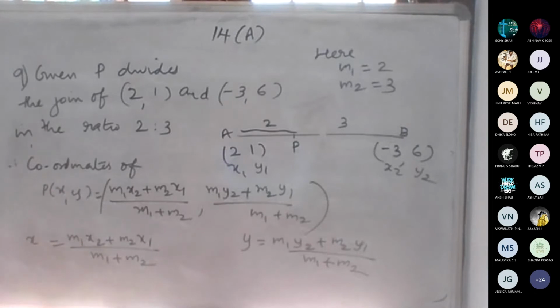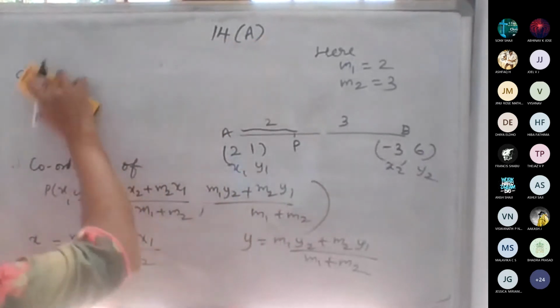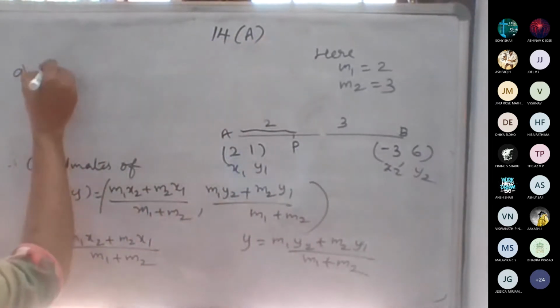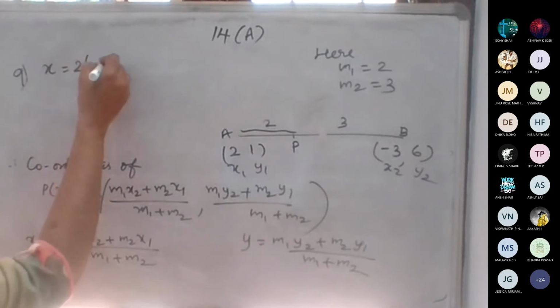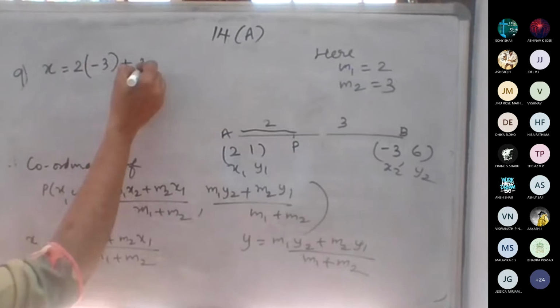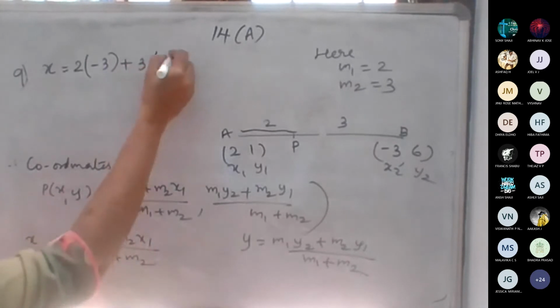These type of problems are very important because it is a combination of chapter 13 and chapter 14. Usually this type of question will come. Substitute the values: m1 is 2, so x is equal to 2 into x2, which is negative 3, plus m2, which is 3, into x1, which is 2.